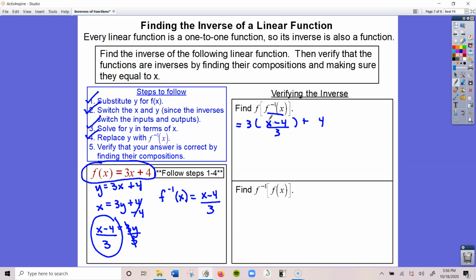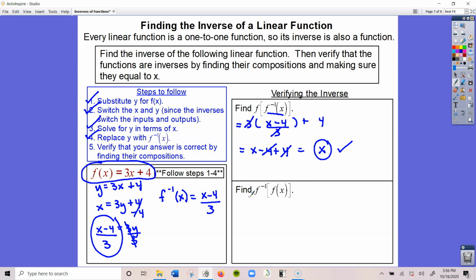This 3 is being multiplied. This 3 is being divided. We can cancel it. So now we just have x minus 4 plus 4, and those 4's can cancel. So we get our final answer here of x. So far, everything looks good.